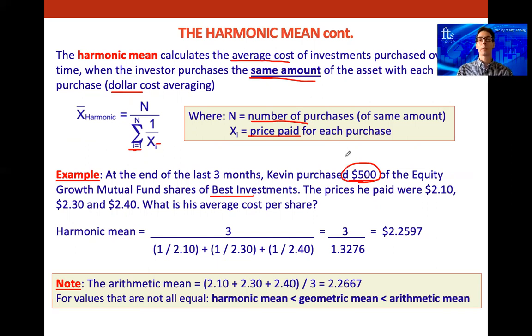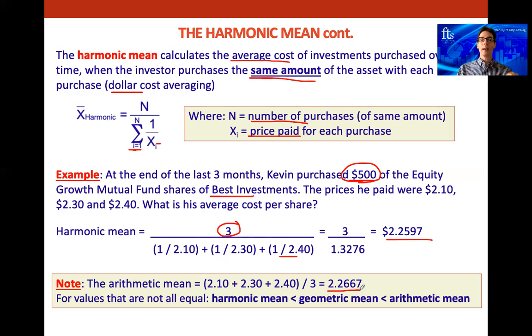So we've got the same amount, so we must use the harmonic mean. These are the prices that he paid. What is the average cost per share? He's done 3 purchases there, so that's our numerator. In the denominator, we take the reciprocal of each purchase price: 1 over $2.10, plus 1 over $2.30, plus 1 over $2.40. So it comes out at $2.25. If we work out the arithmetic mean, we see it comes out at 2.26.